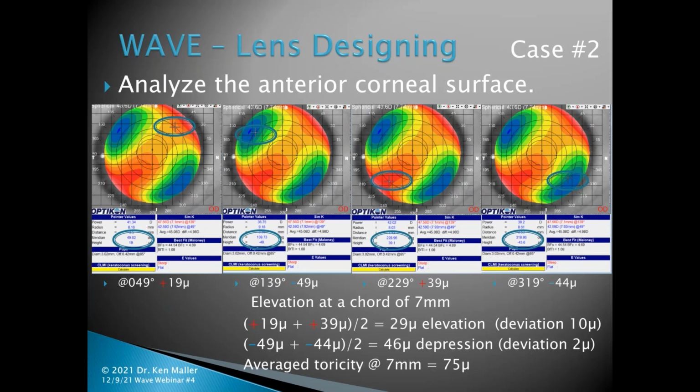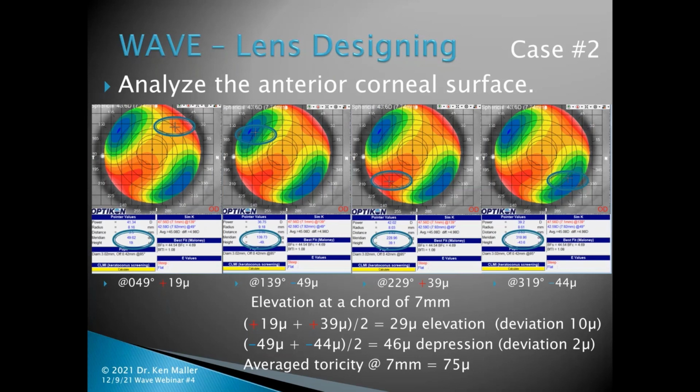Now remember, on the previous case, we talked about the 30 microns as where you have to start thinking about toric surfaces in terms of the lens, so that you have enough toricity on the cornea to deal with a lens that's actually going to line up properly, and you have to maybe start thinking about putting toricity into the back surface of that lens. Here, we're well in excess of that at 75 microns, and this is only at a chord of 7 millimeters, and if we're going to fit the lens larger than 7 millimeters, which, spoiler alert, we are going to do, we actually have even more toricity than that. So we definitely would need a back toric surface to deal with this particular eye.